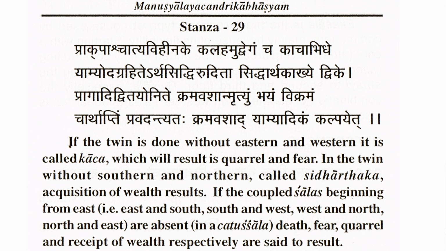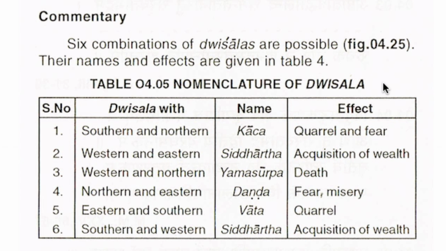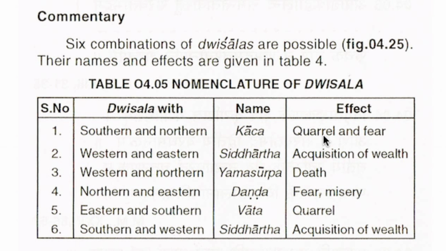There are many inauspicious results that happen if we just build randomly. Here, for example, in the case of a Dviśāla, table 4.05 gives the results of different types of Dviśāla. Remember, a Dviśāla is a two-house construction. If you make only the southern and northern house, then the result will be quarrel and fear. If you build only the western and eastern, that is called Siddhartha, then you acquire wealth. And so on and so forth: death, fear, misery, quarrel, acquisition of wealth.